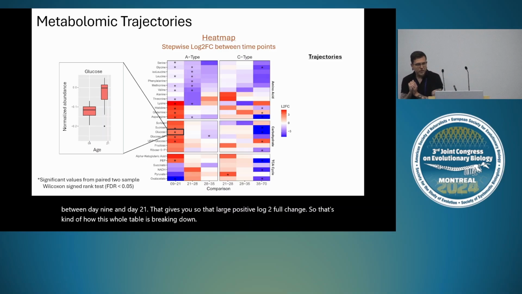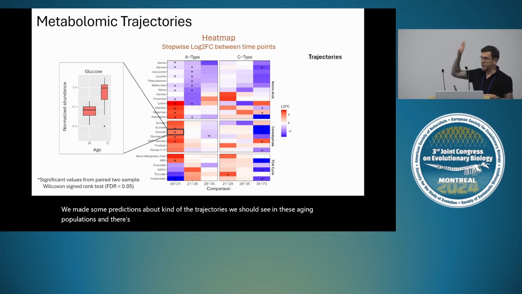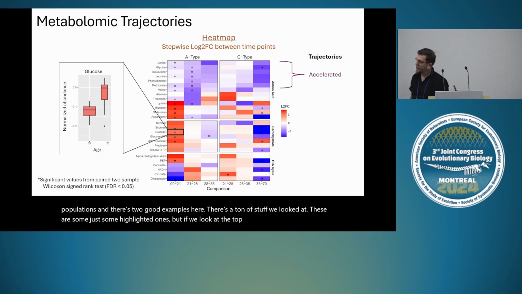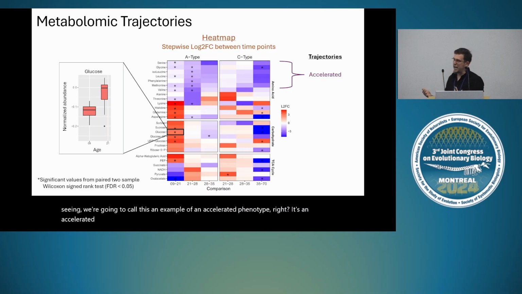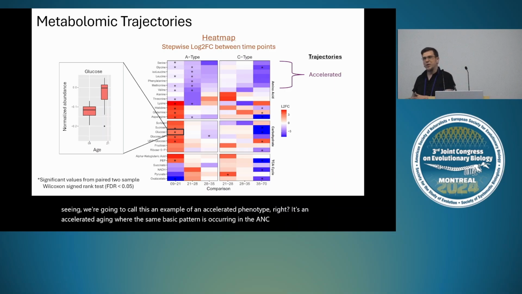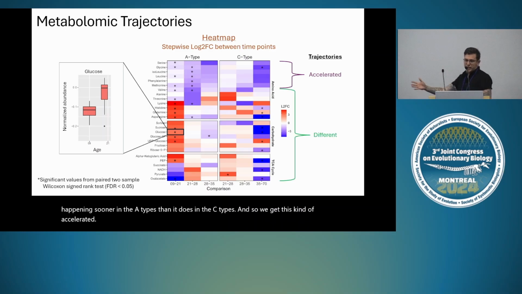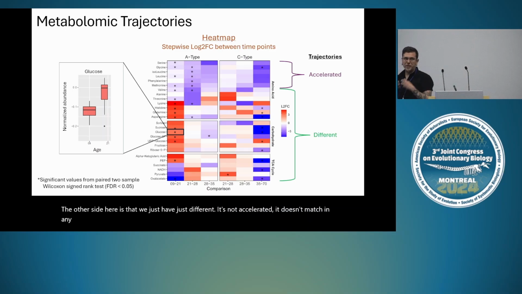We made some predictions about the trajectories we should see in these aging populations, and there are two good examples here. There's a ton of stuff we looked at; these are just some highlighted ones. If we look at the top section here, we call this an example of an accelerated phenotype, right? It's accelerated aging, where the same basic pattern is occurring in the A and C types, but it's happening sooner in the A types than in the C types. And so we get this accelerated shift. The other side here is that we just have something different. It's not accelerated, it doesn't match in any way, shape, or form. Something different is happening with these metabolites between the two groups over time.